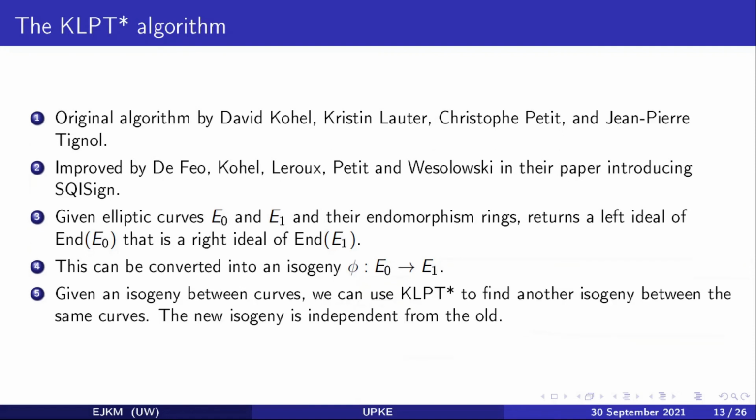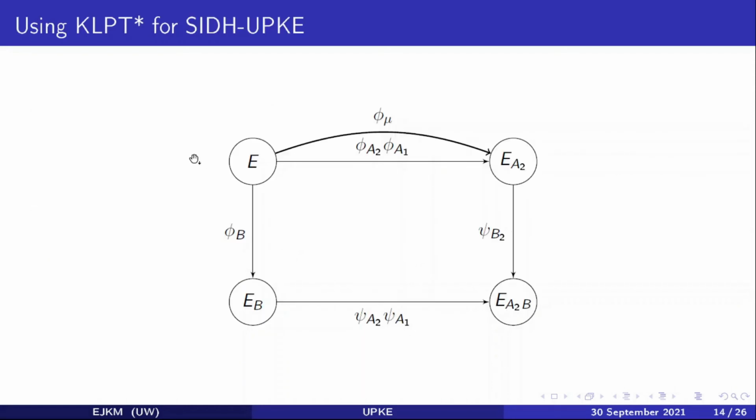The important thing here is that this new isogeny is only dependent on the curves and their endomorphism rings. More importantly, it does not depend on any other isogeny. This means that KLPT star can be used to find another isogeny between the same curves that is completely independent from the original one. Hence, let's use KLPT star for our SIDH UPK scheme.